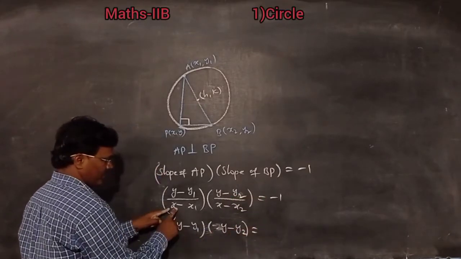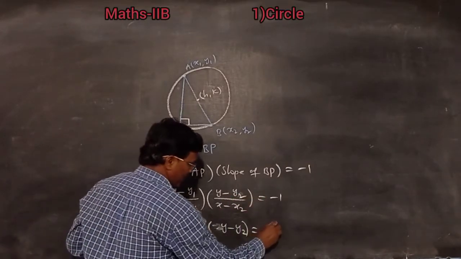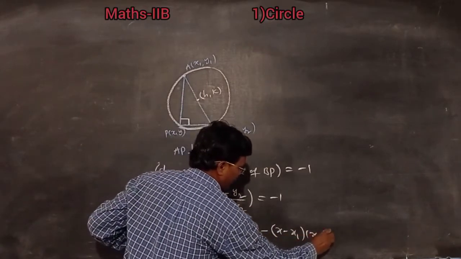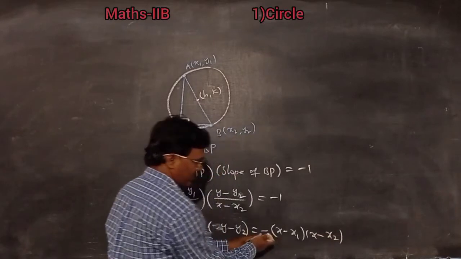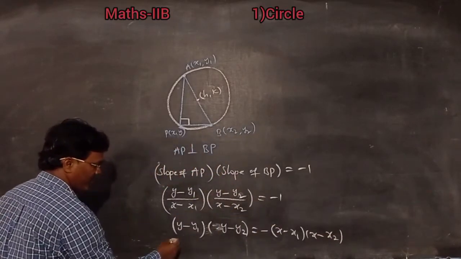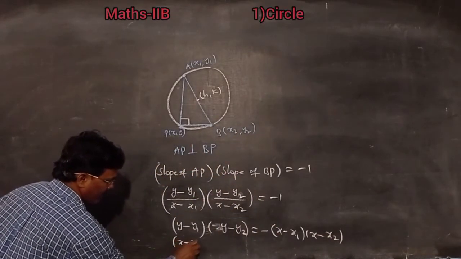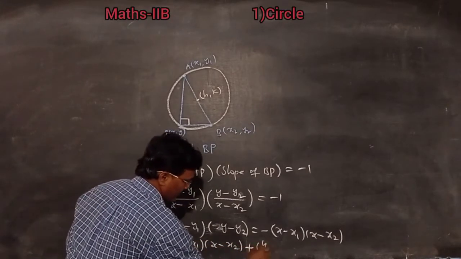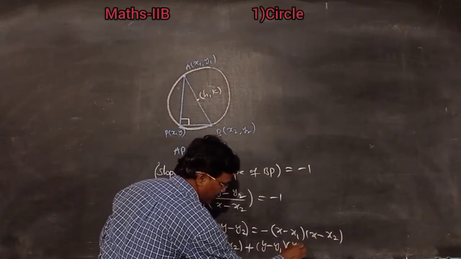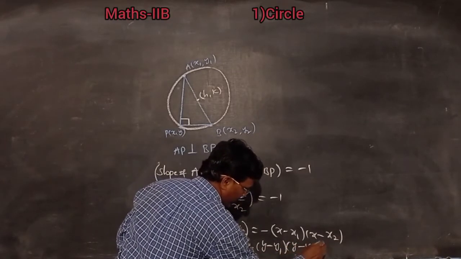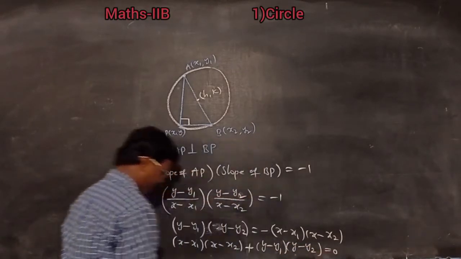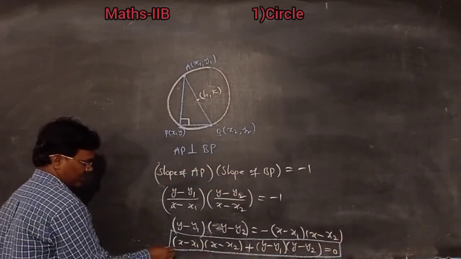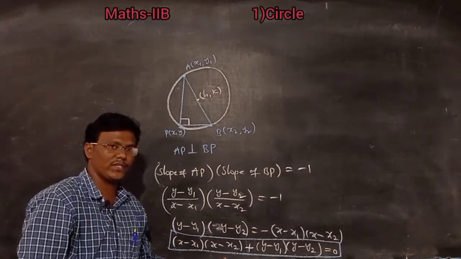So I am transferring these two denominators to the right side: minus of x minus x1 into x minus x2. If you transfer the minus to the left side, it becomes plus. So what do we get here? x minus x1 into x minus x2 plus y minus y1 into y minus y2 is equal to 0. So this is the circle equation.